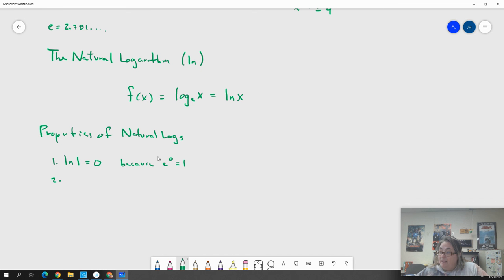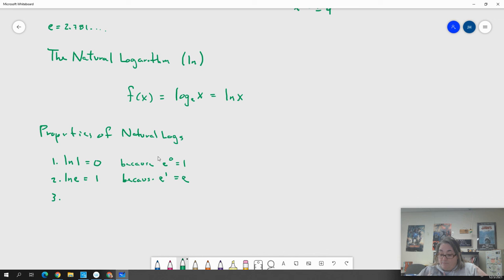Number 2, ln of e equals 1. Why? Because e to the power of 1 equals e. Anything to the power of itself equals e. It's why we say that ln is the inverse of e, which is nice because if we have e raised to something and we apply ln, we're left with just the power, which you'll see as we get going.